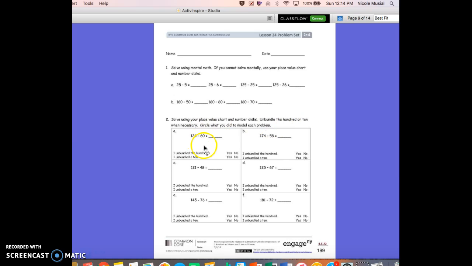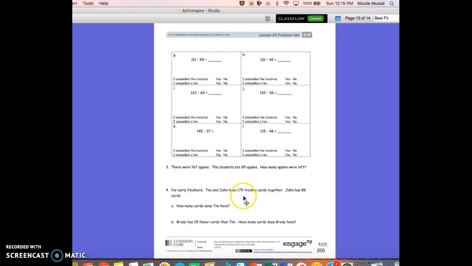So 124 minus 60. When you do this, if you unbundled 100, you're going to circle a yes. If you unbundled the 10, you're going to circle a yes. And if you didn't, then you're just going to circle no.